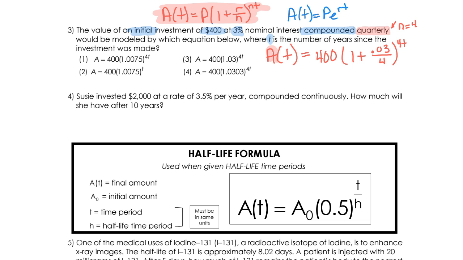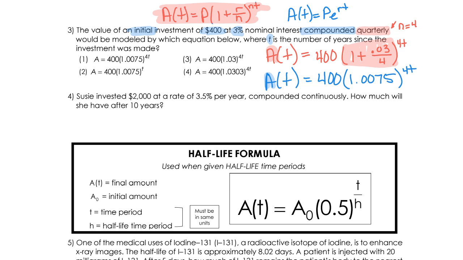If I look at all my choices, guys, what happens is that they took the stuff in parentheses and typed it into their calculator to figure out what number that is. So take your calculator, type in 1 plus 0.03 divided by 4. And when you're finished, you're going to have A of t equals 400, because we didn't type that in, times 1.0075 raised to the 4t.